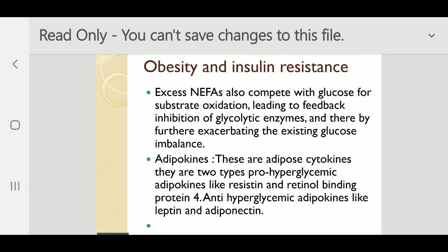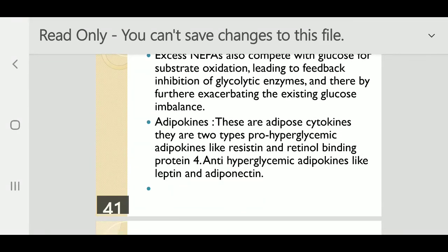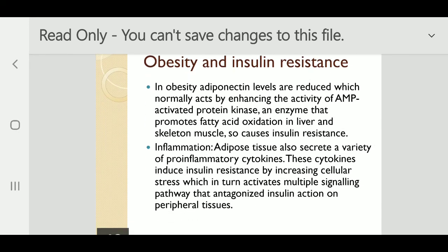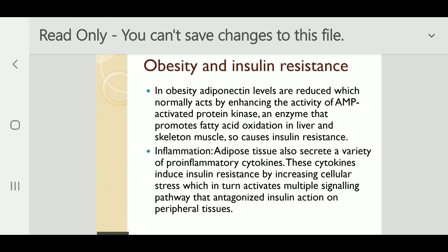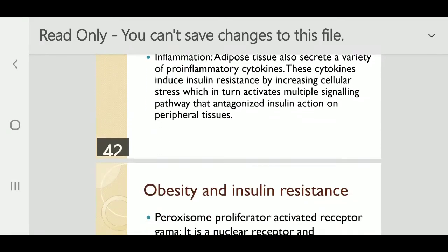And adipokines that are there in obesity are adipose cytokines, and they are of two types, pro-hyperglycemic and anti-hyperglycemic. But in obesity, the pro-hyperglycemic adipokines are more. In obesity, adiponectin levels are reduced that normally act by enhancing the activity of the AMP activated protein kinase, an enzyme that promotes fatty acid oxidation in the liver and the skeletal muscle, and hence leads to insulin resistance. Adipose tissue also secrete a variety of pro-inflammatory cytokines, and these cytokines also induce insulin resistance by increasing cellular stress, which in turn activate multiple signaling pathways.